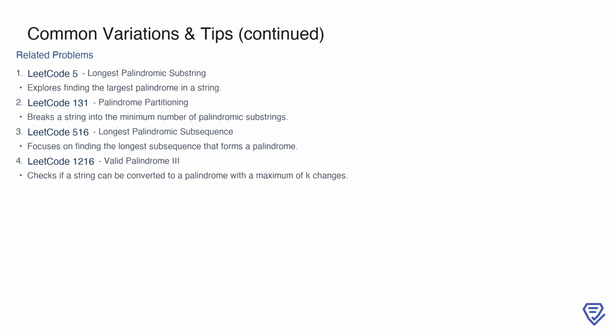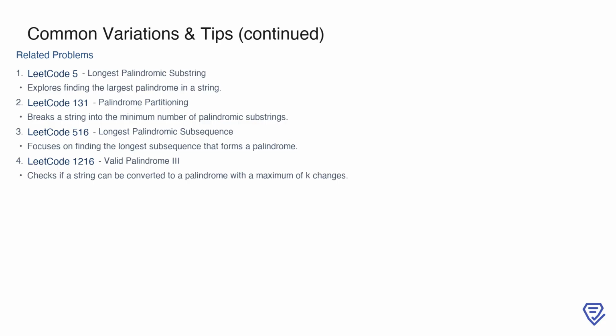This problem also connects to several related LeetCode challenges, which can help you build stronger problem-solving skills. For instance, LeetCode 5, longest palindromic substring, focuses on identifying the largest palindrome within a string. Then, there's LeetCode 131, palindrome partitioning, which involves breaking a string into the minimum number of palindromic substrings. Another important problem is LeetCode 516, longest palindromic subsequence, where the goal is to find the longest subsequence that forms a palindrome.